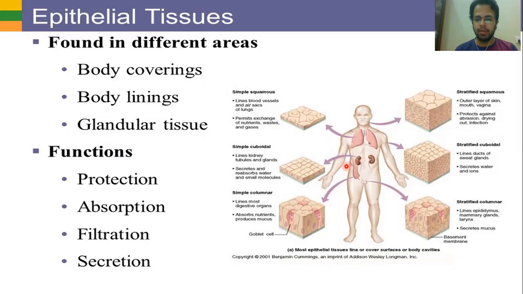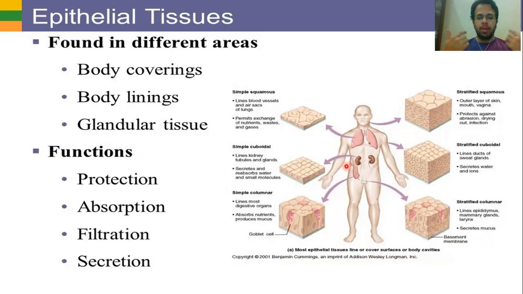Now another question: what are the functions of these epithelial tissues? If they are surrounding the outer part of an organ, then definitely they are protecting the organ, right? So protection is a function of the epithelial cells. Nature has provided the epithelial cells there to protect that organ.